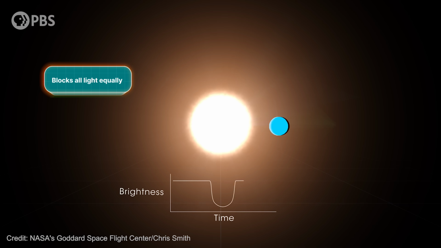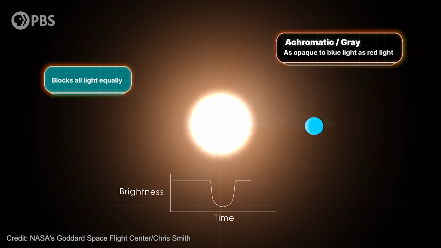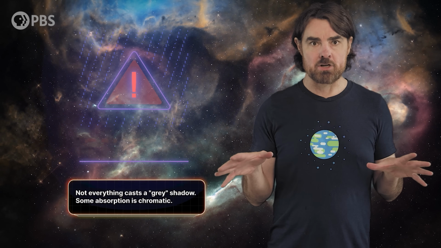A planet is as opaque to blue light as it is to red light. We call such color-independent dimming achromatic or gray. The same should be true of any solid opaque object causing the shadow. That includes a planetary ring system whose icy particles are large enough to block all light they intercept, and certainly most technological structures that we can imagine. But not everything casts a grey shadow.